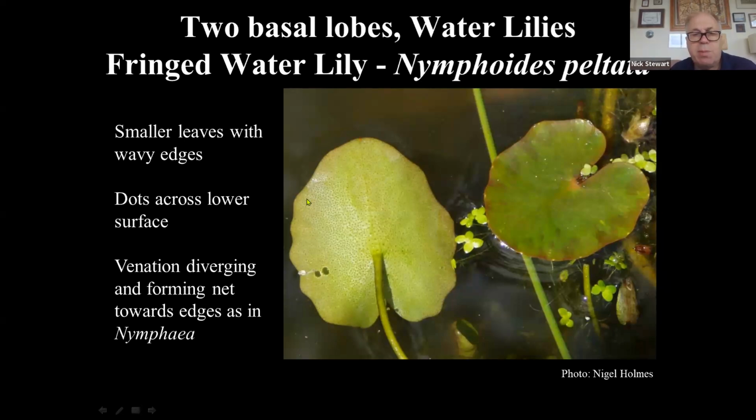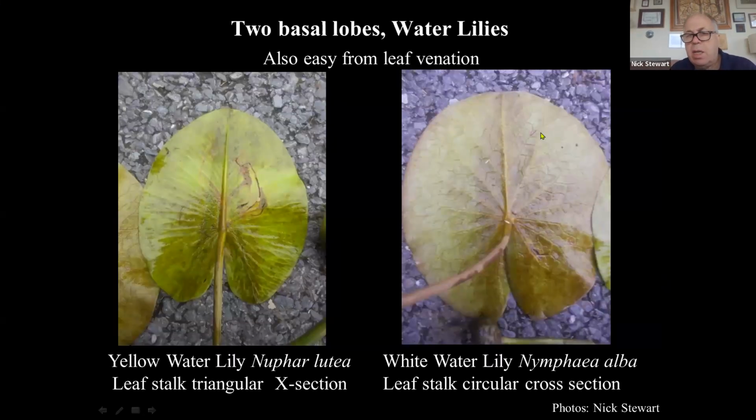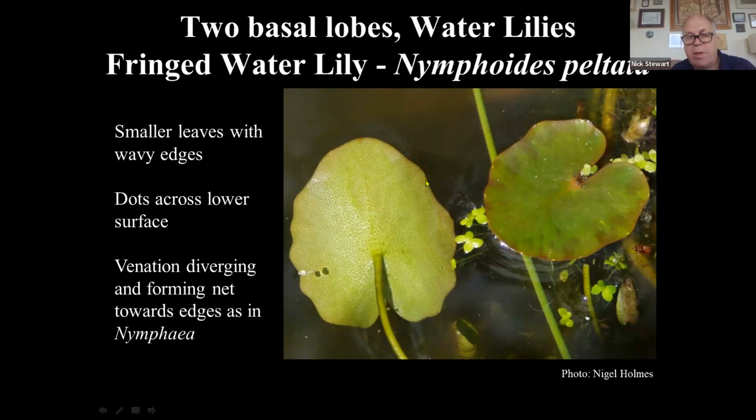It also tends to be a smaller leaf typically. If we go back to these, you can see that the leaf of the white water lily is more or less completely circular, with a very smooth edge to the leaf, both of these. Whereas this tends to have a wavy edge, slightly scalloped edges. So again, quite easy to identify, even when it's not flowering.